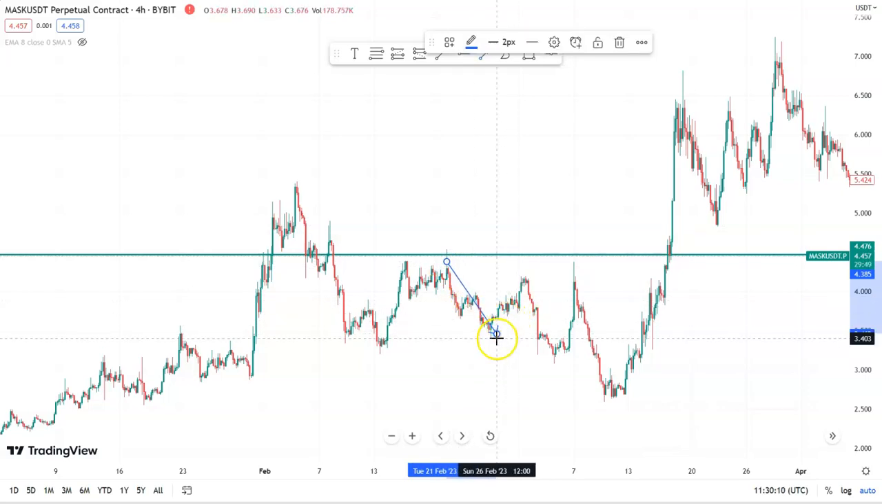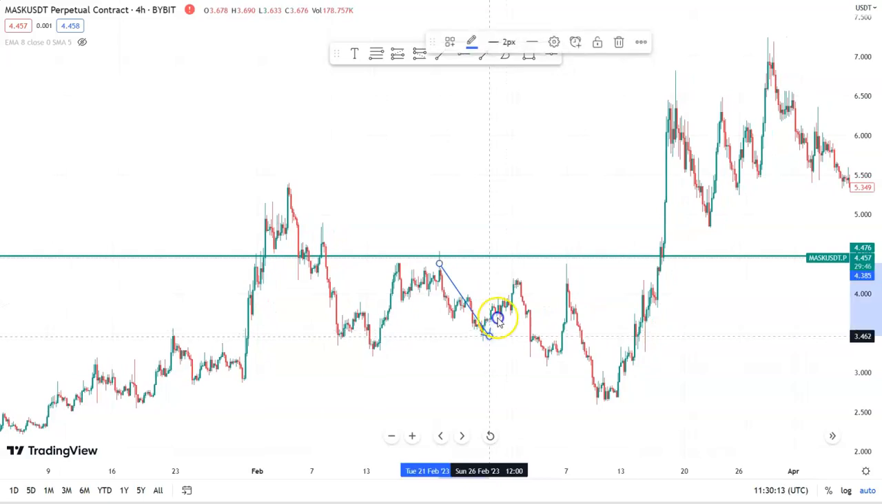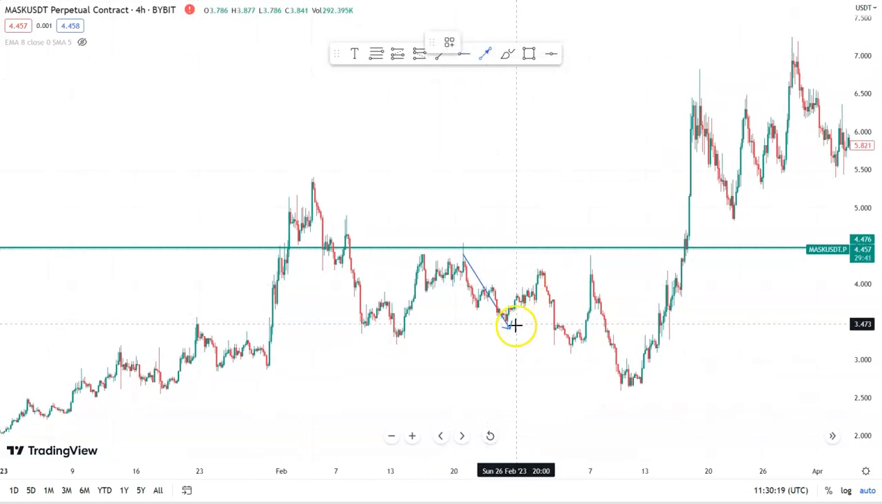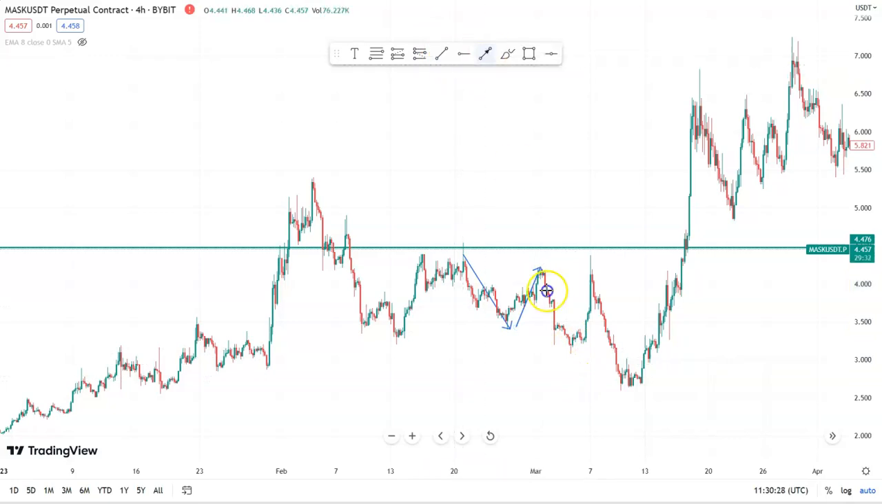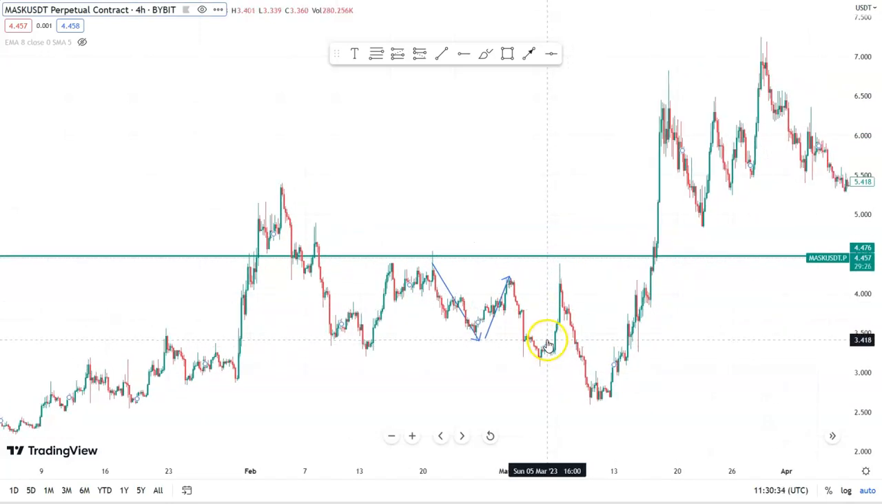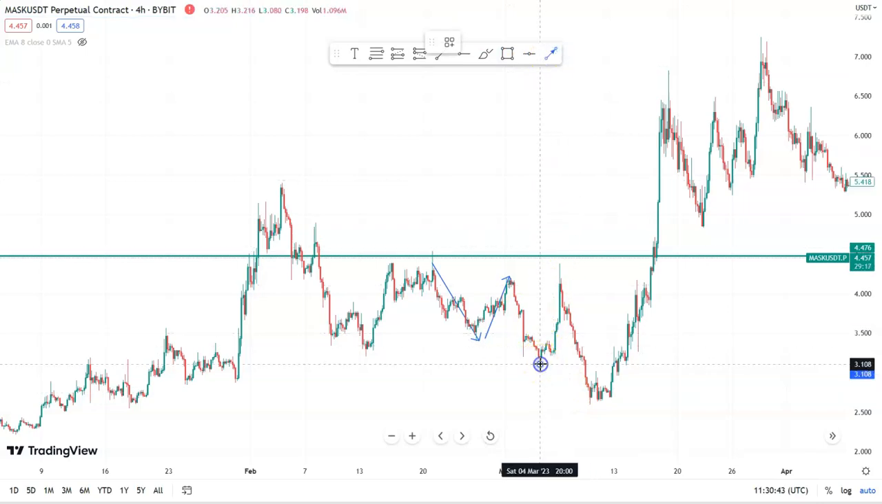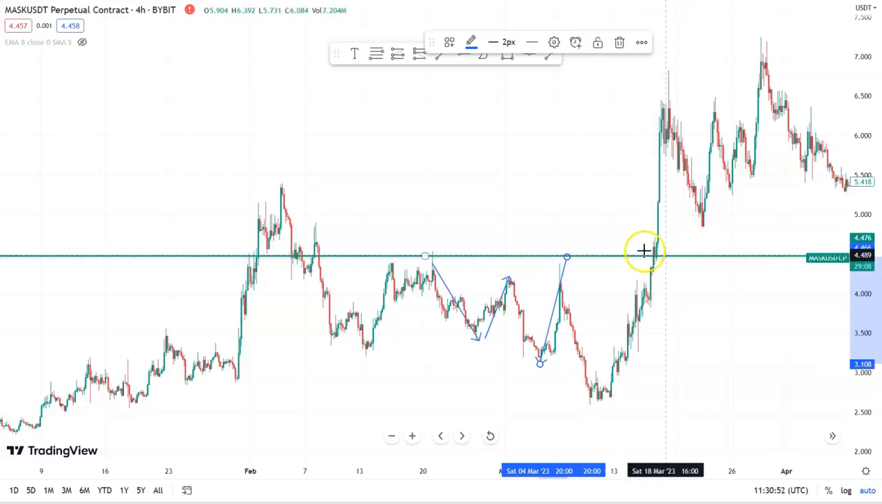Then it pushed up to that area again. Then it pushed up to that area again and reversed. Then from this place, right here, it pushed up again. From this area, it pushed up again. And what happened when it got to this area? It reversed again before it later broke this area at this point.